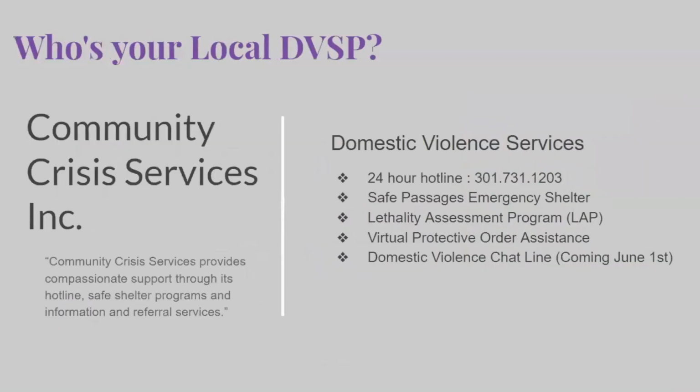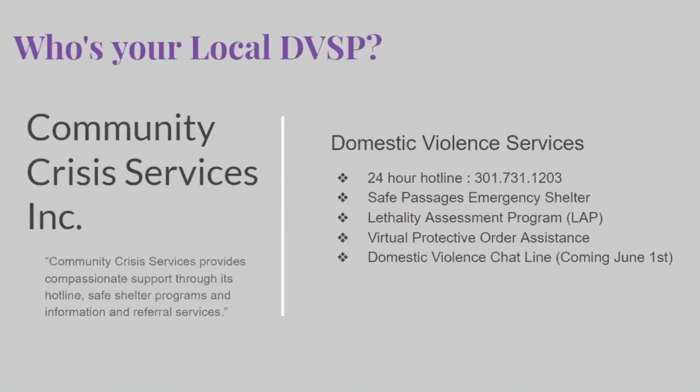Now, who is your local domestic violence service provider? If you or the victim that you are assisting lives in Prince George's County, you can have them reach out to Community Crisis Services. The services that we provide for victims of domestic violence include our 24-hour hotline, which is listed here on the screen. We also have our Safe Passages Emergency Shelter. This is the safe house, the one and only safe house in Prince George's County. So if a victim needs to get connected to a safe house, they will reach out to the 24-hour hotline, and they can be placed at any time.